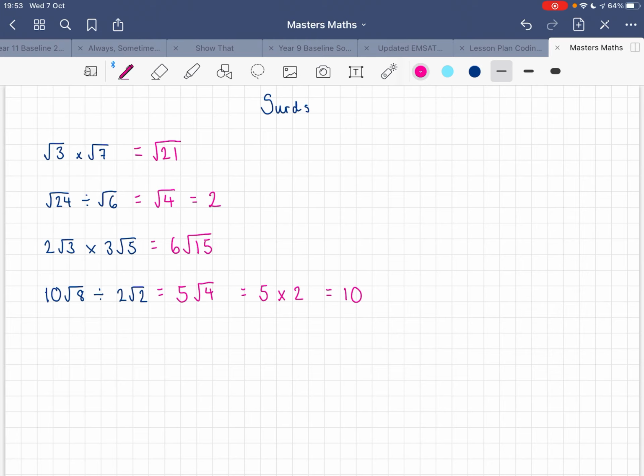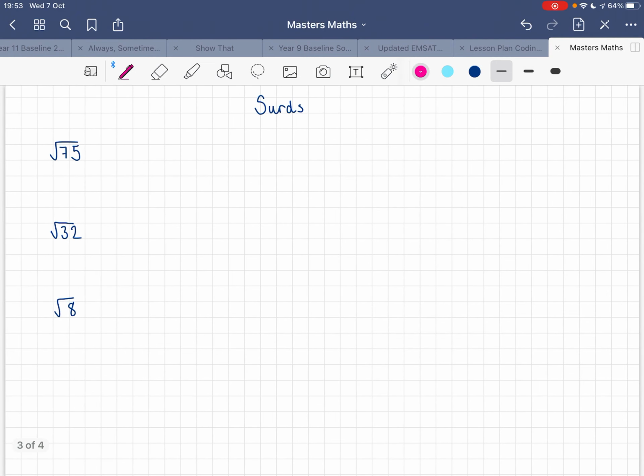Okay, so the next step then is to be able to simplify a surd. And what that means is you are looking for a factor of whatever number is in your surd. You're looking for a factor that is a square number. And we can then take that outside of the square root and leave whatever can't be square rooted inside of it.